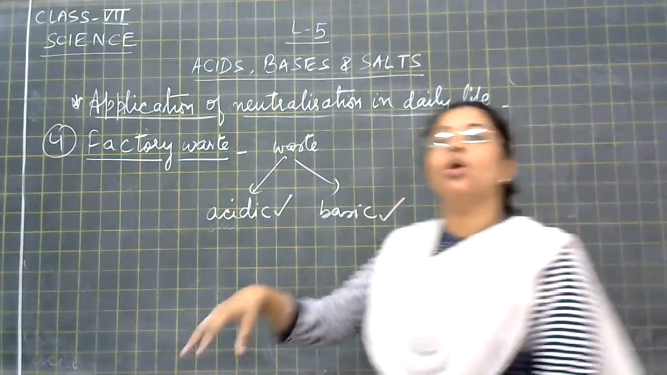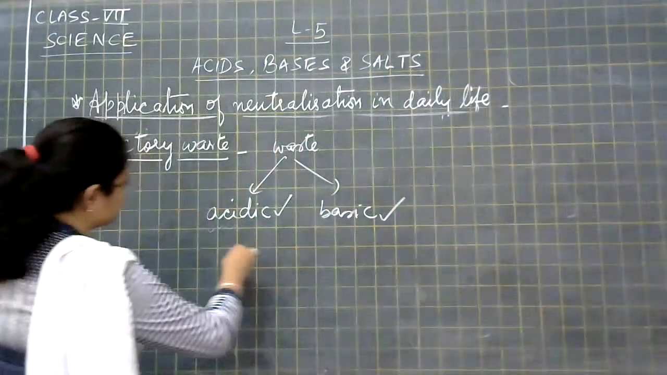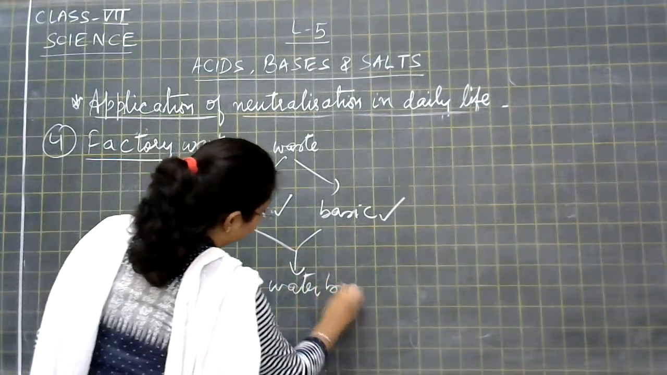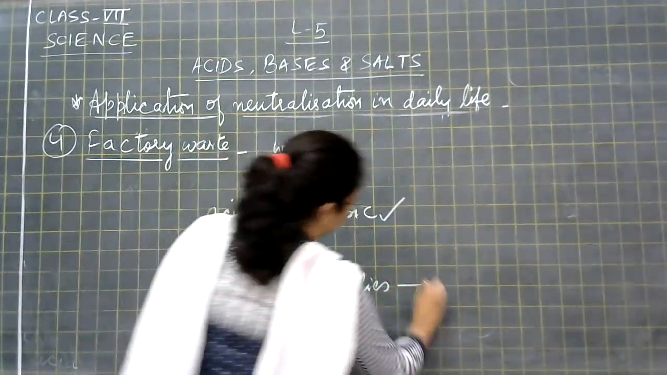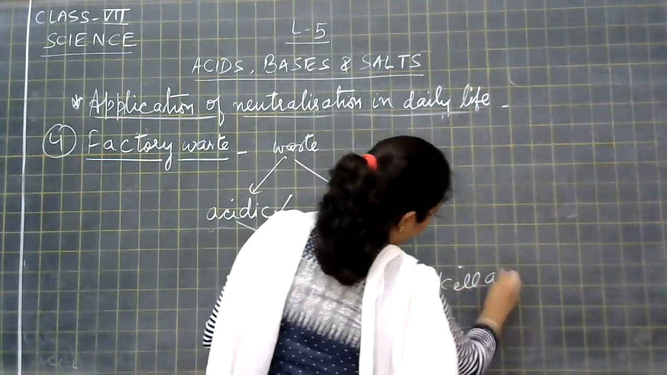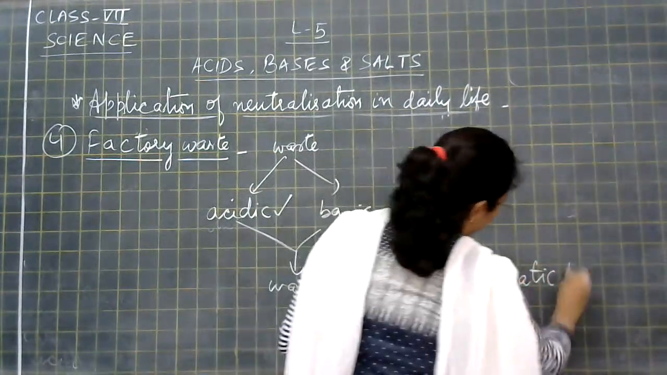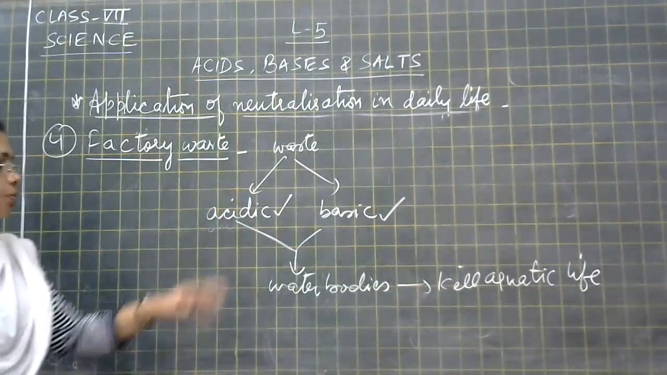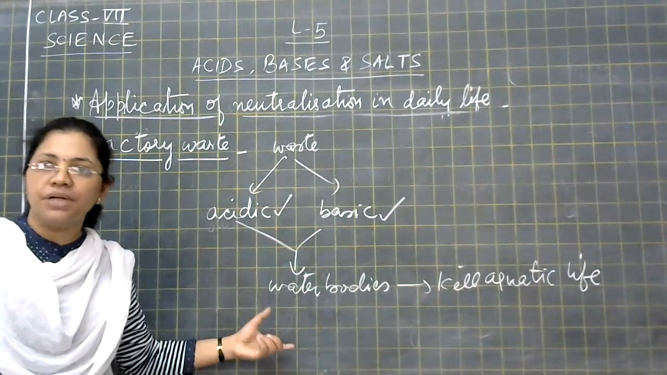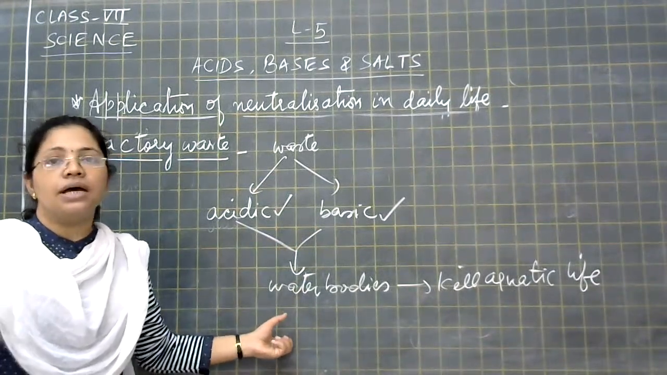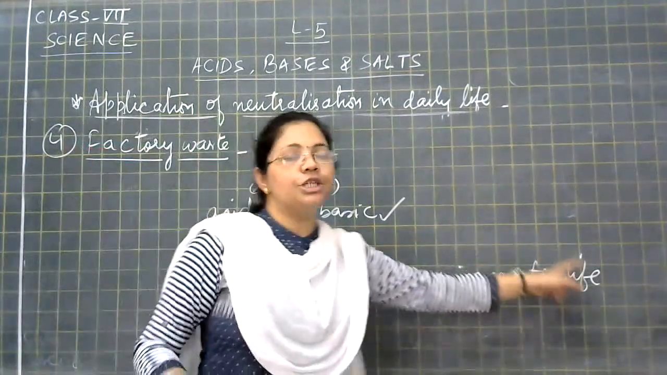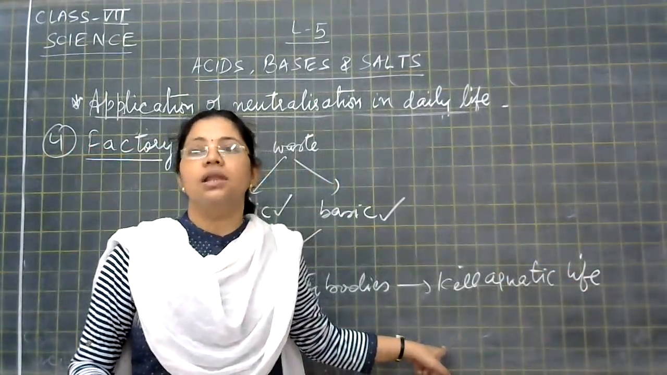And it is released in the water bodies. In water bodies, it can kill aquatic life. Yes, if both kinds of waste are dumped in the water bodies, then the ill effect of this dumping will be that it may lead to the death of the aquatic life.